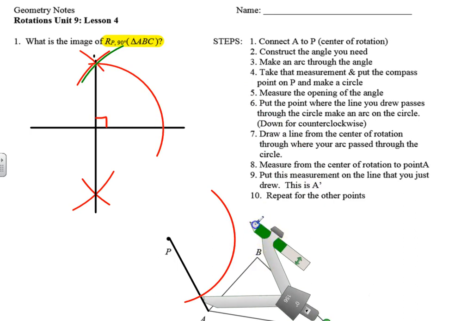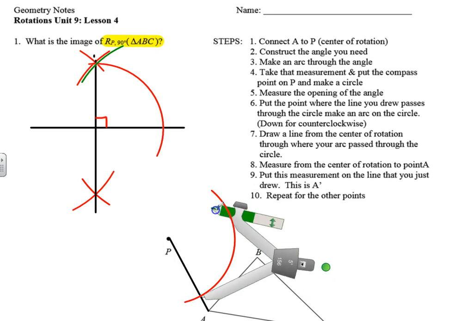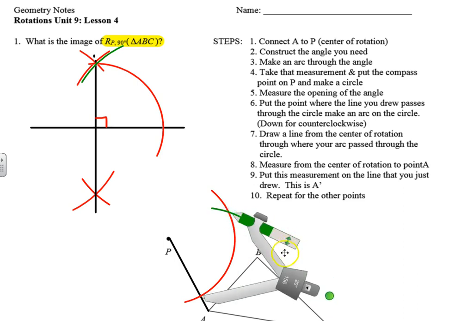And what have I just done? Well, I've just created a 90-degree angle. Okay. Now step 7, we're going to draw a line. We're going to connect through those points. Okay, so we're doing great so far. We just made a 90-degree angle from A to P, and will be A prime.